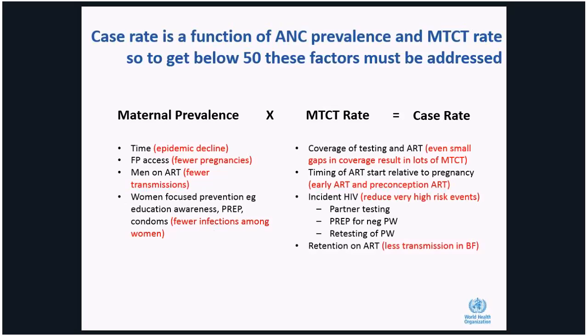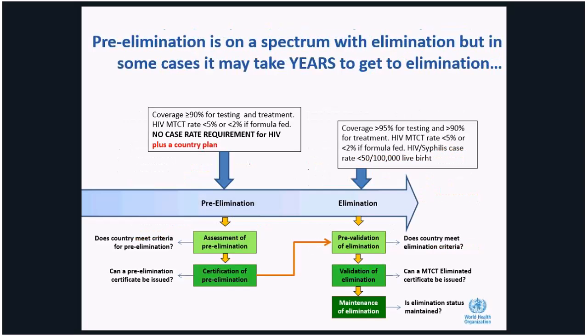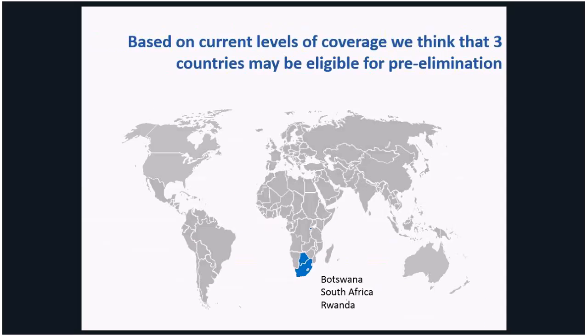I think these are the things that many of the higher burden countries still struggle with, and these are the factors that will need to be addressed in the elimination plan in order for that country to predictably and reliably achieve a transmission rate, a case rate, below 50 per 100,000. Next slide. So based on the current levels of coverage, we think that 3 countries may be eligible for pre-elimination, and those include Botswana, South Africa, and Rwanda.